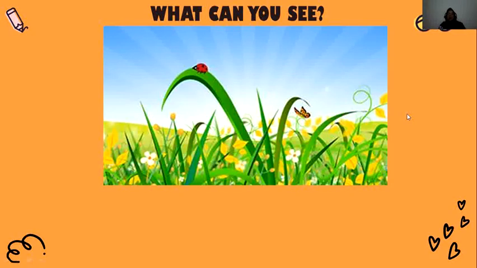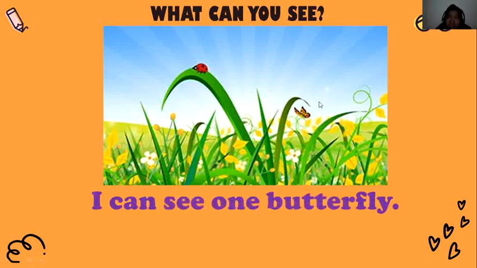Now I have a picture here. It's in the nature. There are two animals here. So, what can you see? Good. The yellow animal in here, I can see one butterfly. Or you can say, I can see a butterfly. Okay, I can see a butterfly. Or you can say, I can see one butterfly.